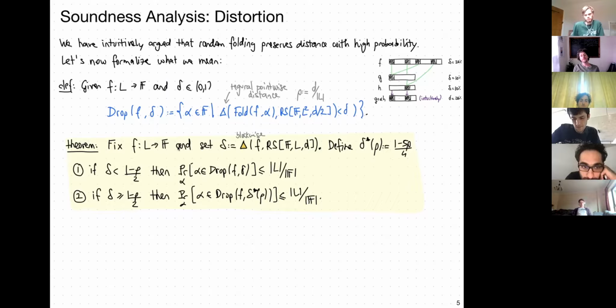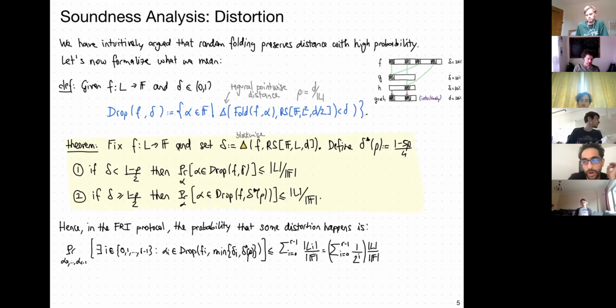But either way, the takeaway message from this theorem is that, regardless of the distance of the function from the code, we will always be able to reject with constant distance. We might not preserve the exact distance that we started with, but it will always be some constant distance.